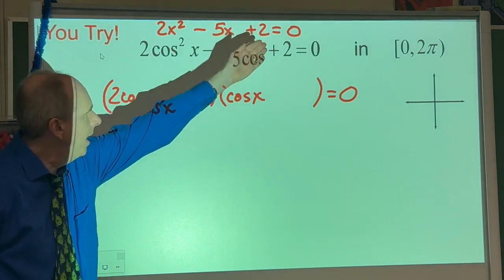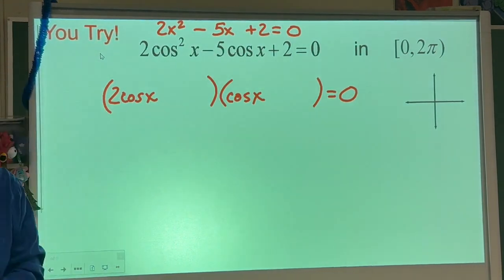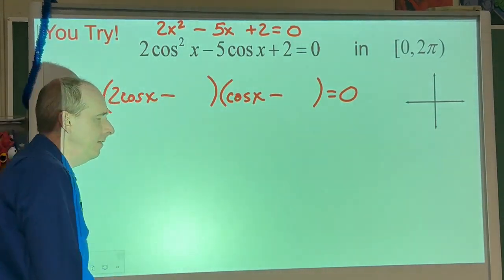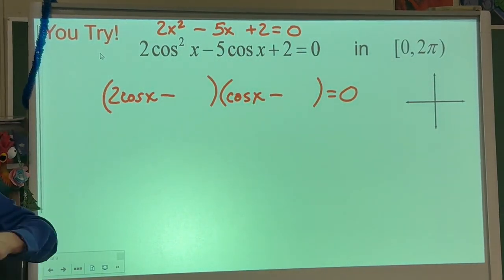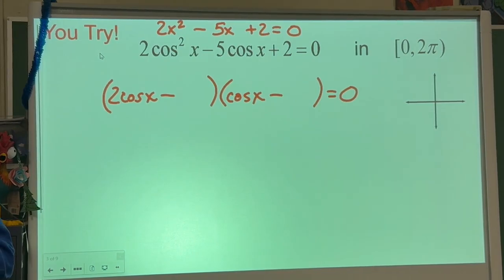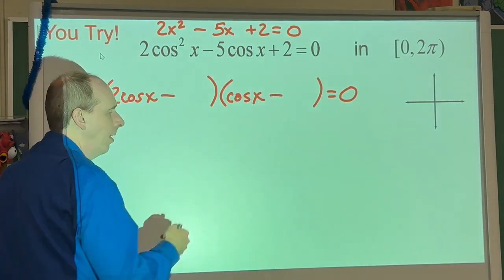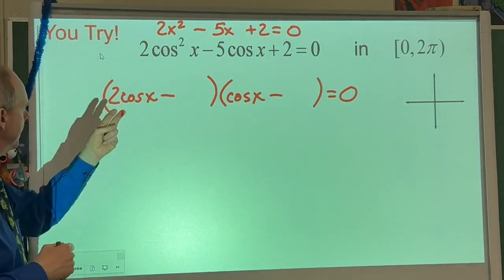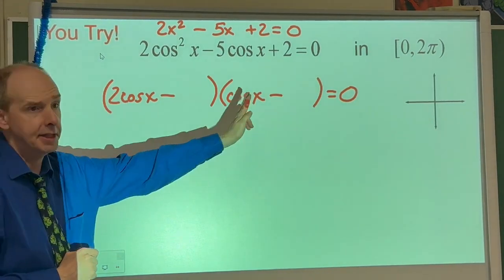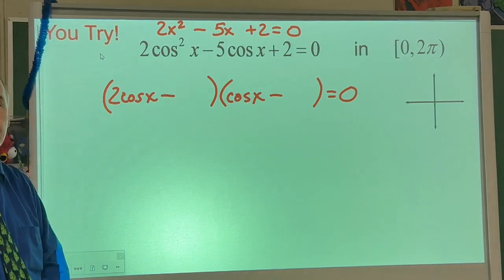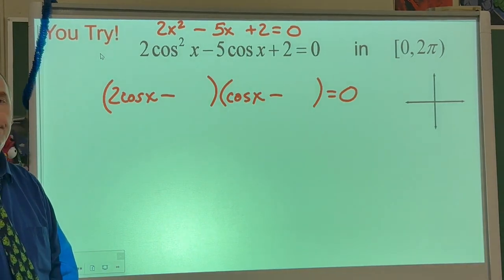Your last number is positive 2, but your middle term is negative, so you need 2 negatives. Negative times a negative is a positive. Factors of 2. We could have 1 and 2, we could have 2 and 1. And yes, order matters because this is a 2 cosine x, this is only a 1 cosine x. Where do you want the 1? Where do you want the 2?